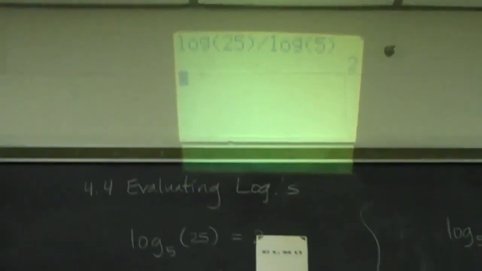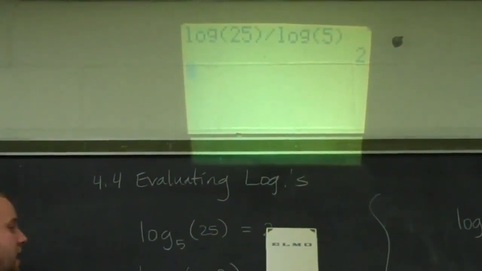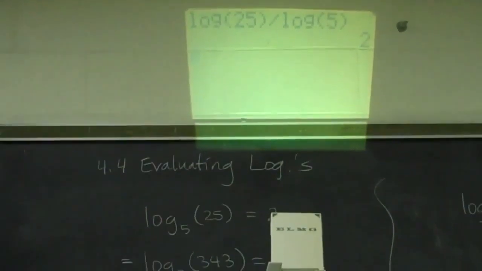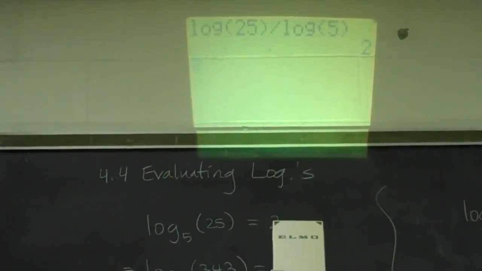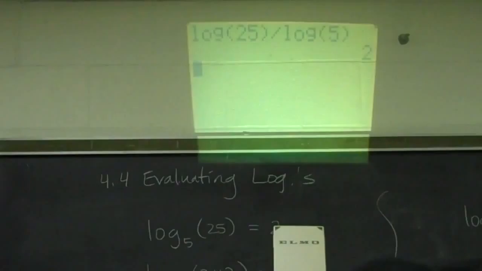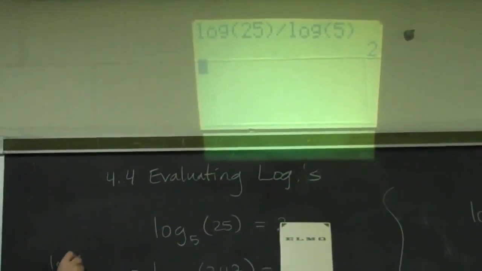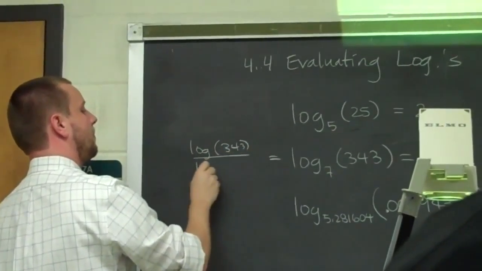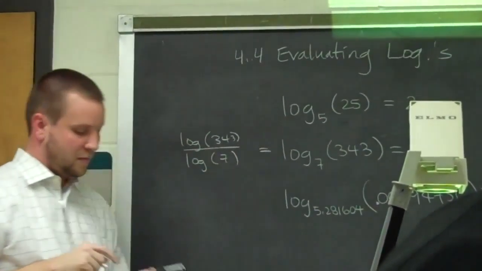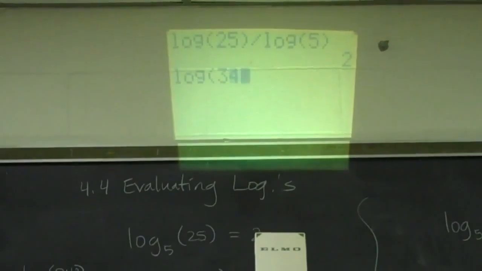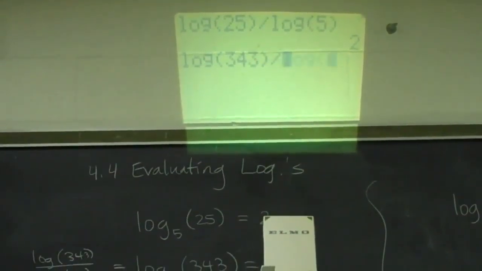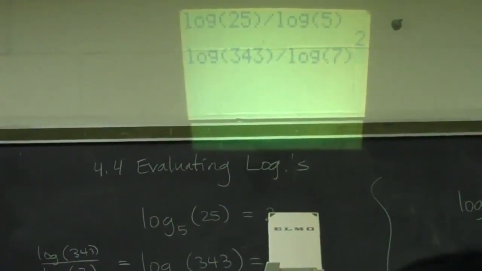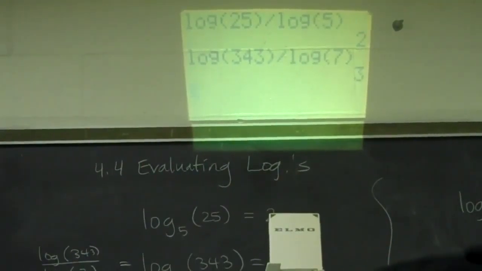If I wanted to do this using my change of base, what could I rewrite the log base 7 of 343 as? Yeah, the common log of 343 on top. So log 343, close parentheses, divided by log 7. And there it is.